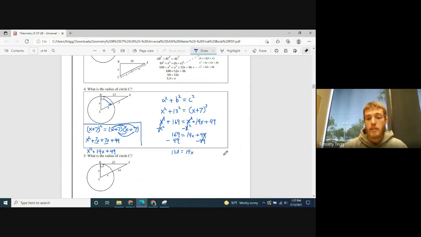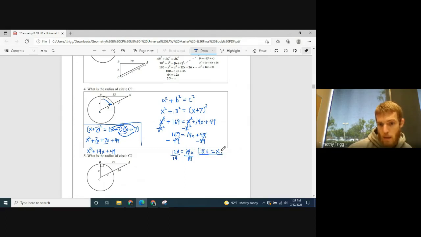Lastly, to get x by itself, we divide both sides by 14. That cancels the 14, and you're left with x on this side. On the other side, we can just do it as a decimal, 120 divided by 14. That gives me 8.6 if I'm rounding to the nearest tenth. So 8.6.